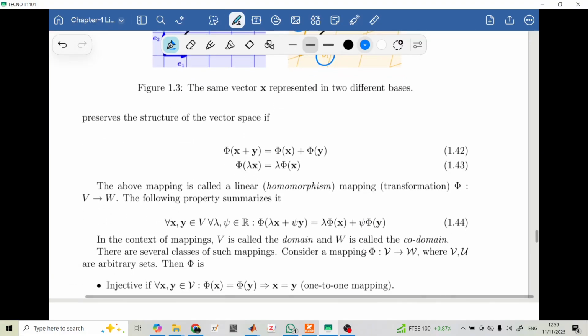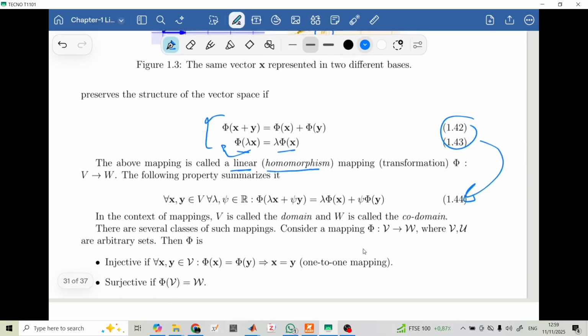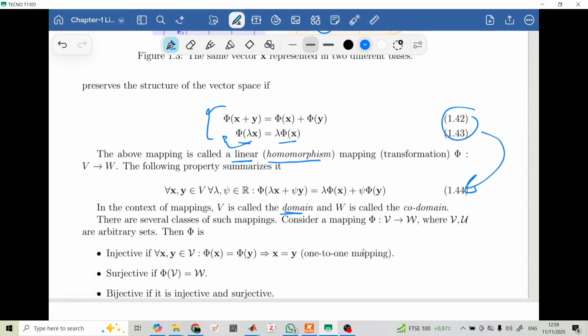Now if the mapping is linear, meaning it satisfies those two properties, additive, so the mapping is additive, and homogeneous, meaning that you can take the scalar out of the mapping. In this case the mapping is called linear or homomorphic, or this is a homomorphism. Okay, so we can combine those two properties in this single line. Now the set V is called the domain, and set or space W is called the codomain.